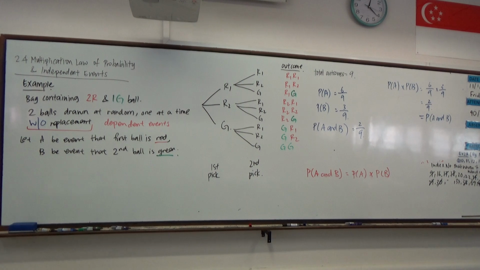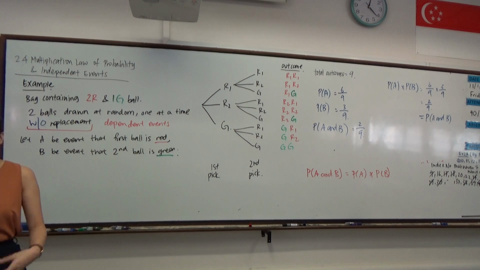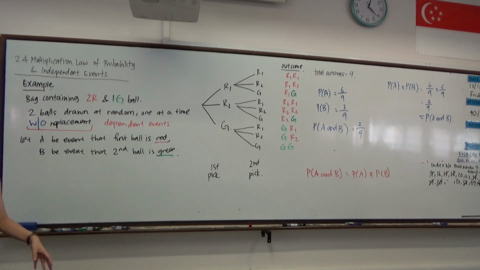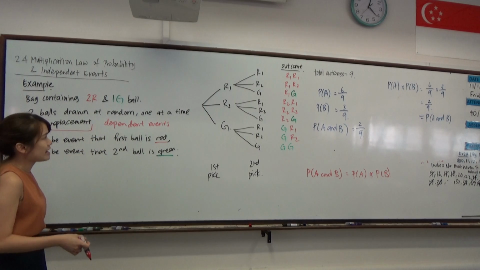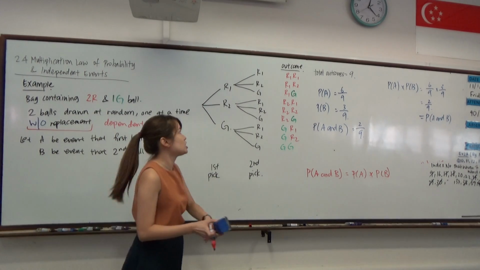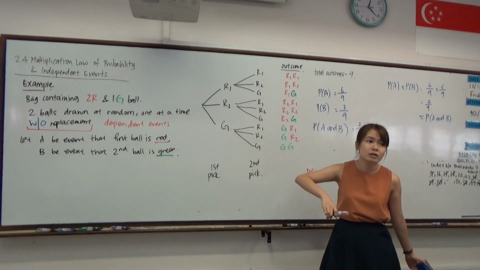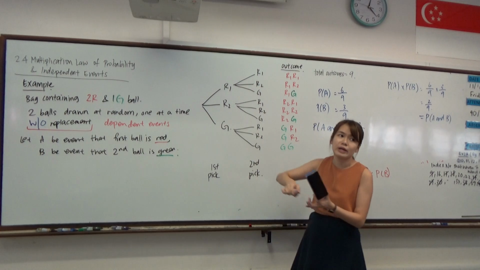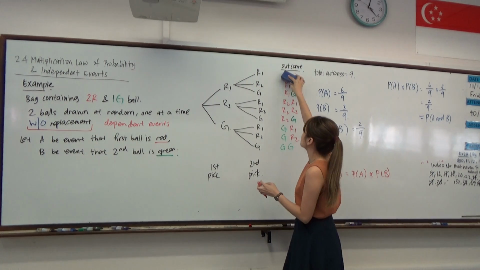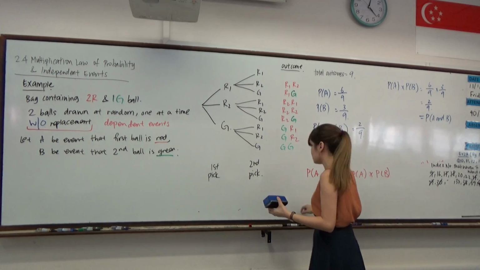So what if it's the case of dependent events? Just now we said that dependent events is when there is no replacement. Because if there's no replacement, when I pick one ball out, it will affect the total number of balls left inside the bag, correct? So my second pick will be affected by my first pick. So my outcomes will actually change. If I pick the first ball to be red 1, I will definitely not be able to pick red 1 in my second pick. So this will change to become not possible.